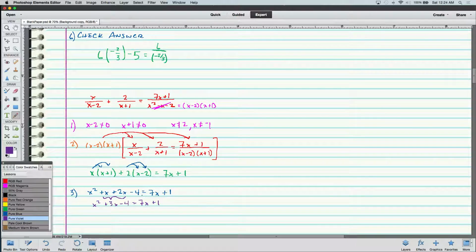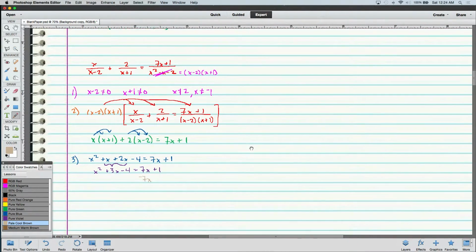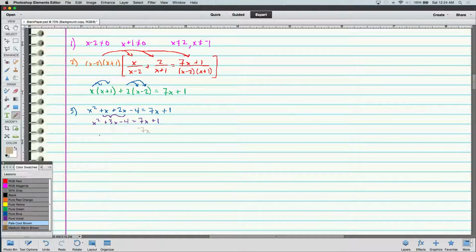And remember, we want everything over on the left side and a 0 on the right side. So we need to subtract our 7x. That side's going to cancel. We're going to subtract 7x on this side. x squared minus 4x minus 4 equals positive 1. And now we're going to subtract 1 from both sides. And we're left with x squared minus 4x minus 5 equals 0.